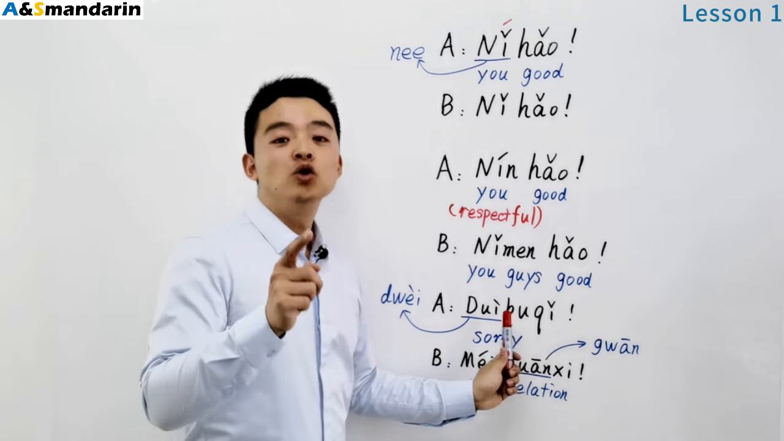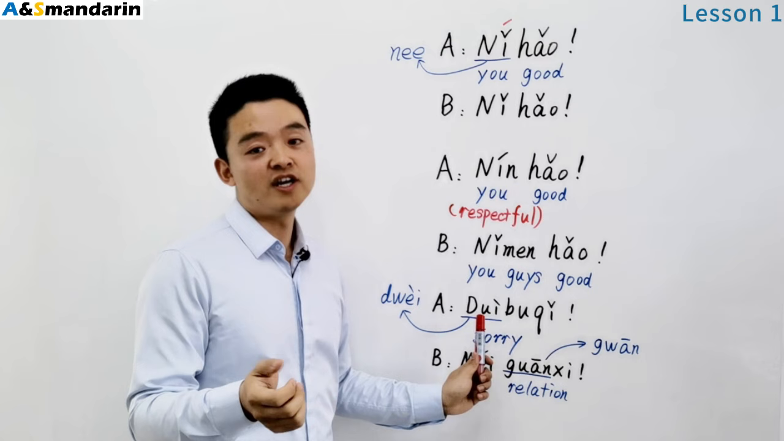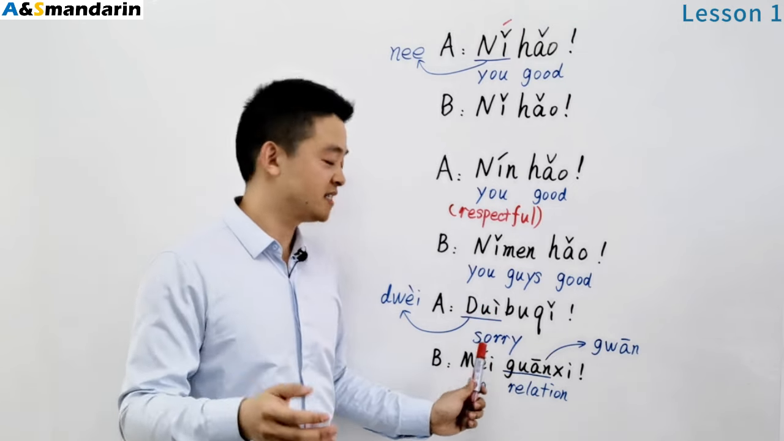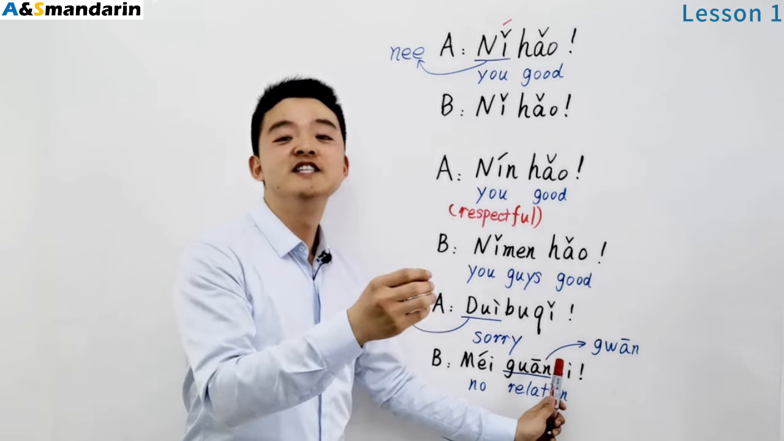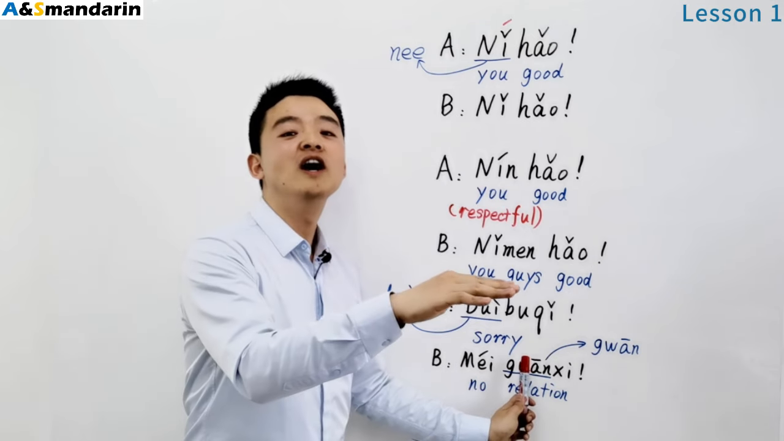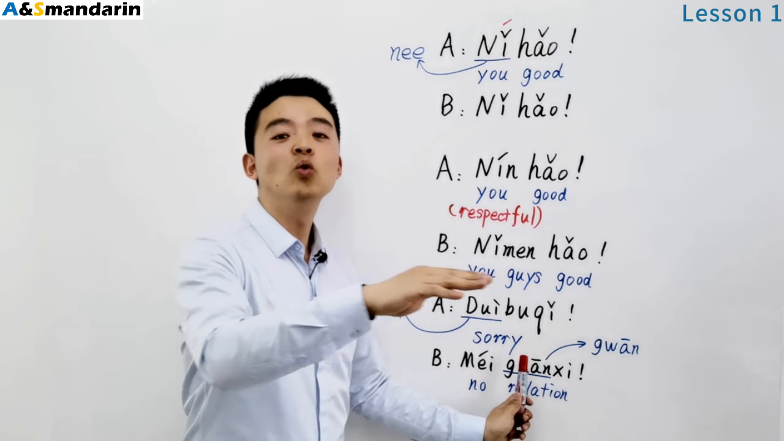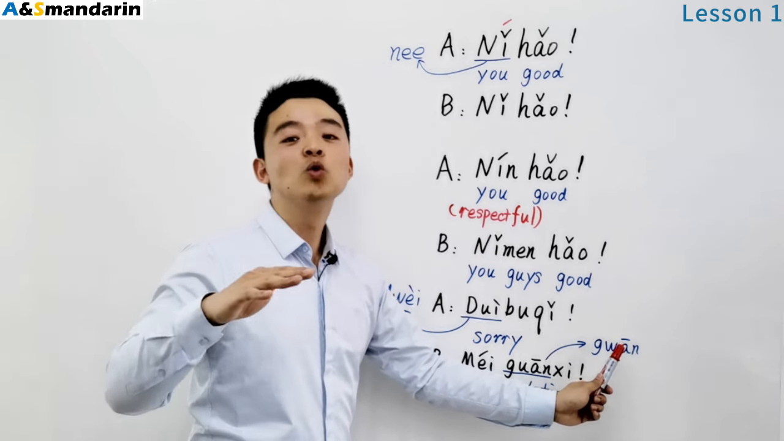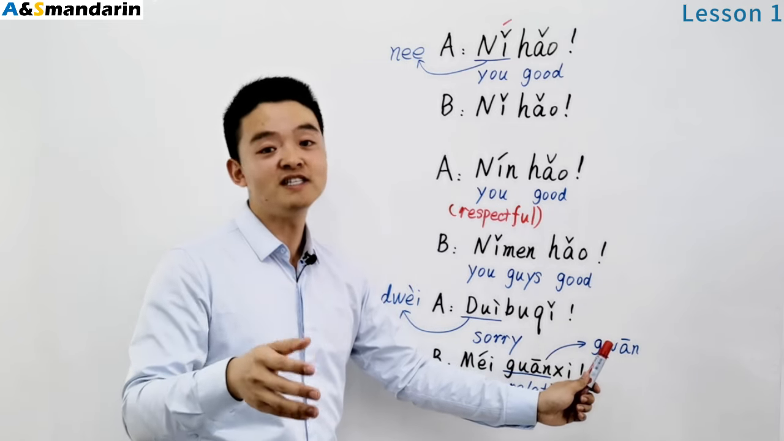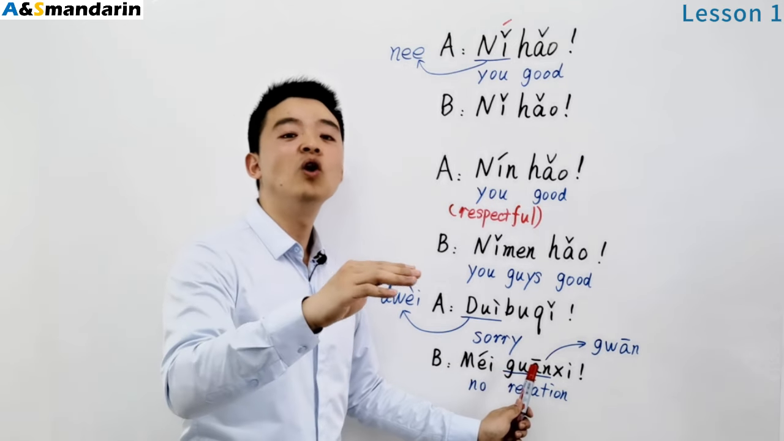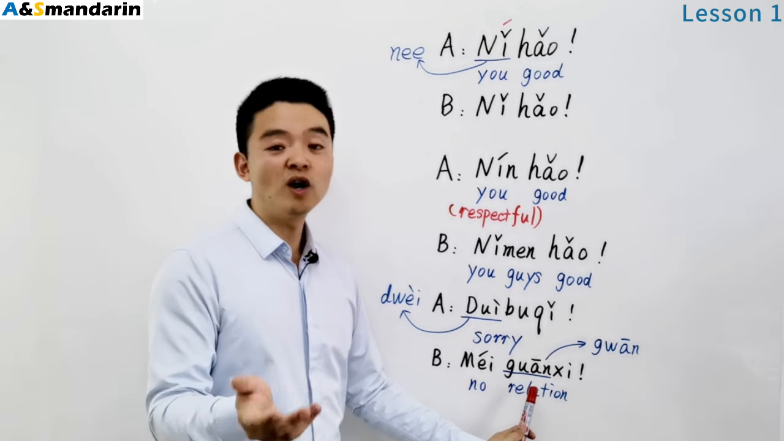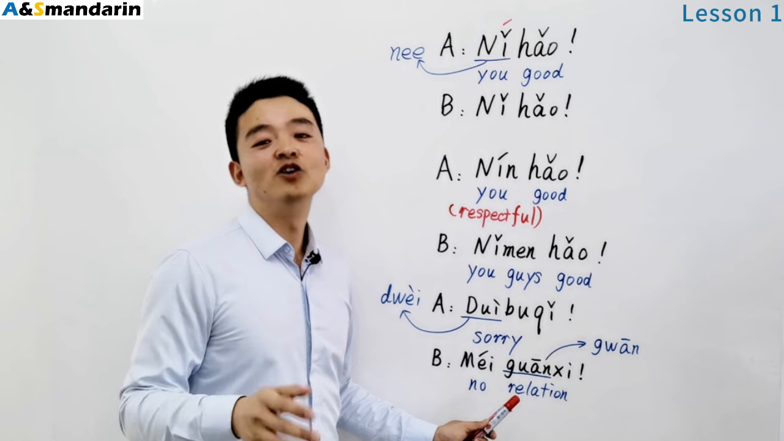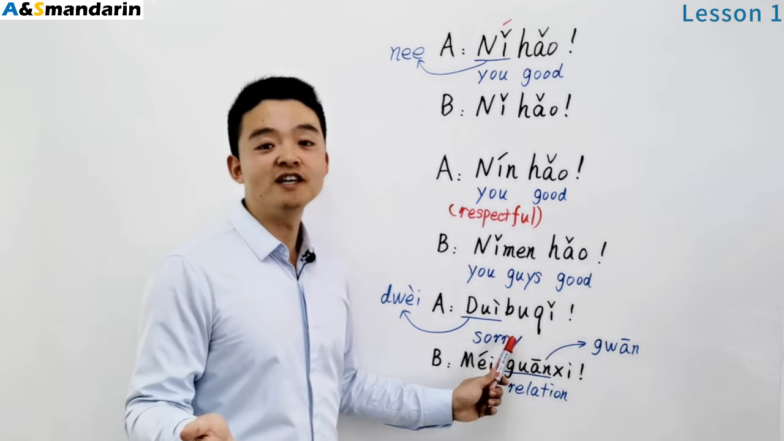All together, 对不起, that is sorry in Chinese. B says, 没关系. Again, we can rewrite this U into W. Make it into G-W-A-N. 关, to make the pronunciation easier for you to say. 关系. 没 that is no in English. 关系 relation. 没关系 Literally, it means no relation. Actually, it means it doesn't matter or that's okay as a response to 对不起, sorry in Chinese.